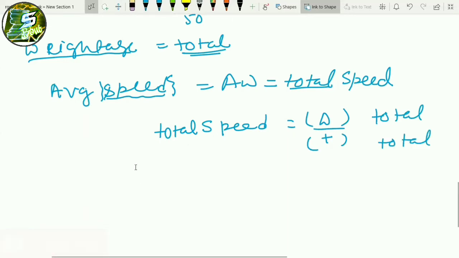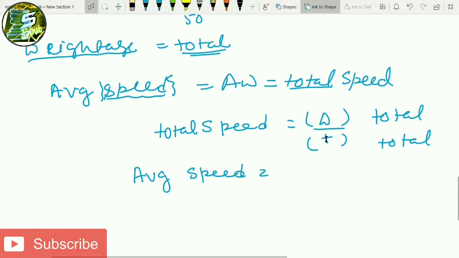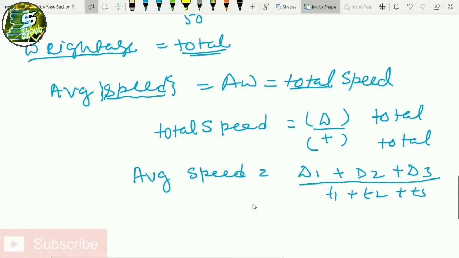So whenever I talk about weighted average, or weighted speed, which is another name, or average speed, again another name, you always come back and say total distance. So let's say three parts of the journey are happening. Distance 1 in the previous example which I've given you, distance 2 and distance 3, whole divided by time 1 plus time 2 and time 3. So this is nothing but how I find the average speed.